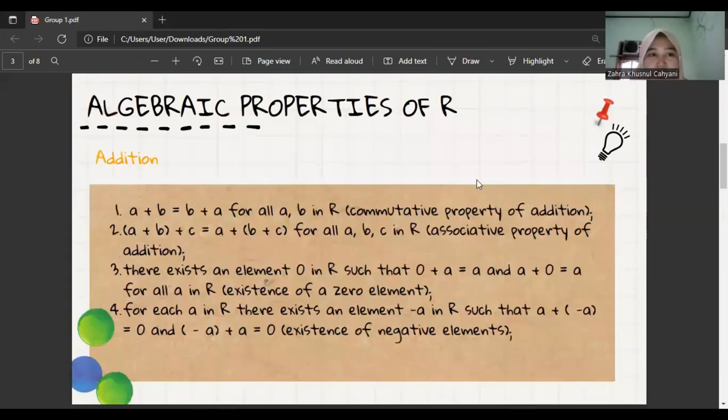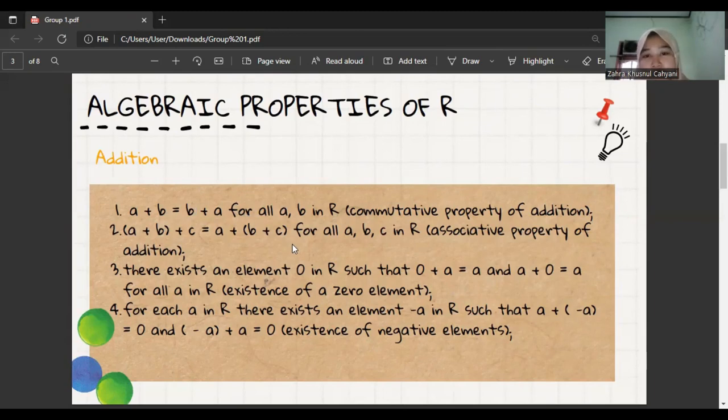Okay, the first material is the algebraic properties of R. There are two properties. The first is addition. In addition itself, we have four properties. The first is the commutative property of addition. These are the properties: A plus B equals B plus A.